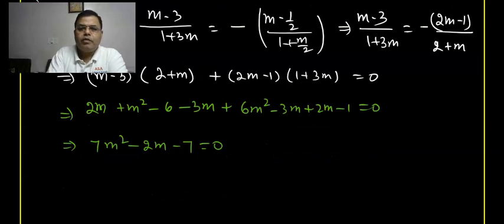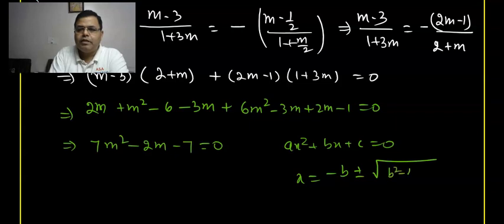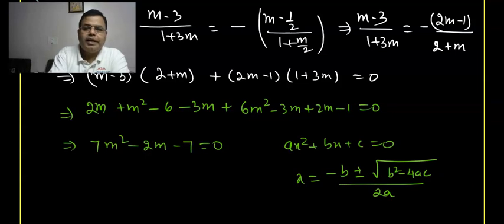So that can be solved by using the quadratic equation, and you know that for the quadratic equation ax square plus bx plus c is equal to 0, the value of x is minus b plus minus root under b square minus 4ac upon 2a. You know that. So using the same thing here, you will be able to do this.